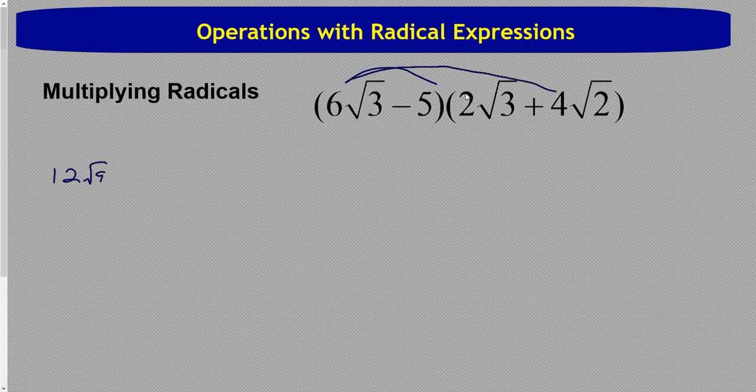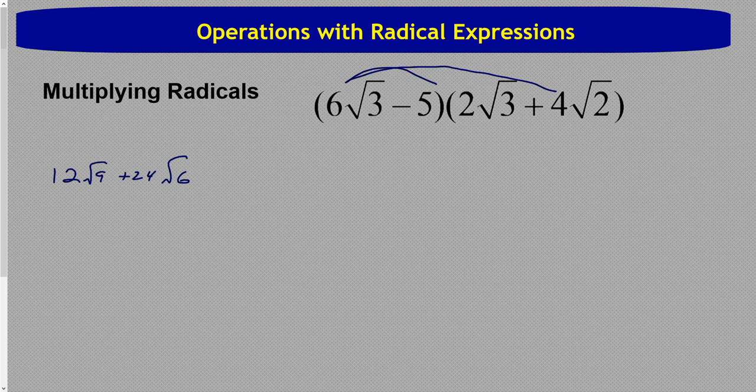And multiply this guy by the second term. 6 times 4 is 24. Notice I'm multiplying the stuff outside of the radicals and then multiplying the radicals together. Square root of 3 and square root of 2 is square root of 6. We can do that because they're both square roots. If one of these was a cube root, we'd be in big trouble.